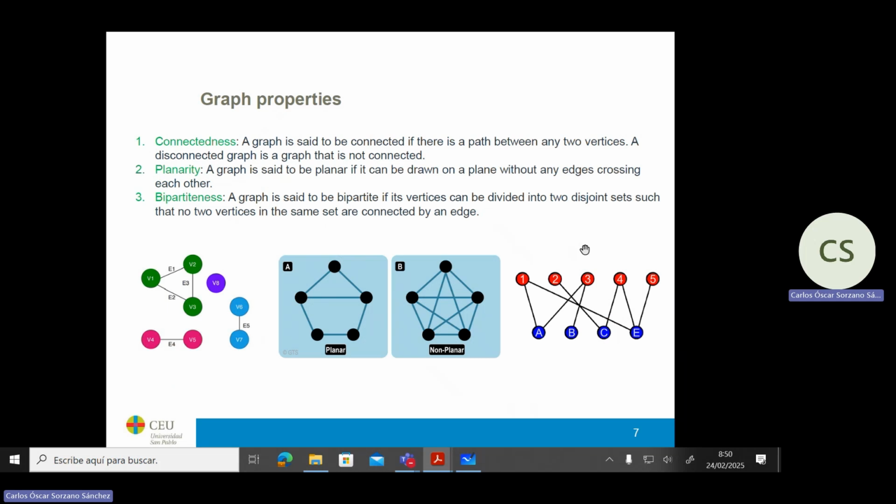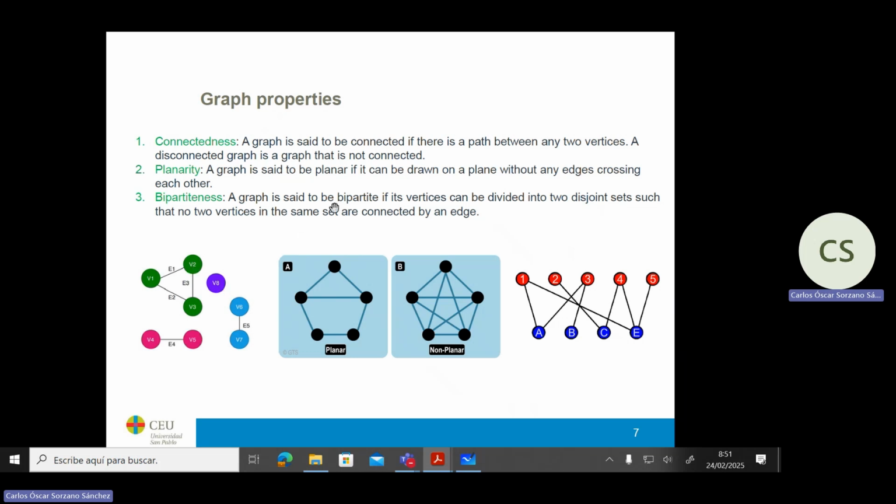Then you can define connectedness. A graph is said to be connected if there is a path between any two vertices. So this graph, the green one, is connected because between any two vertices there is a path. But this one, if you consider all the nodes at the same time, then the graph is disconnected. So you cannot go from V8 to V2.